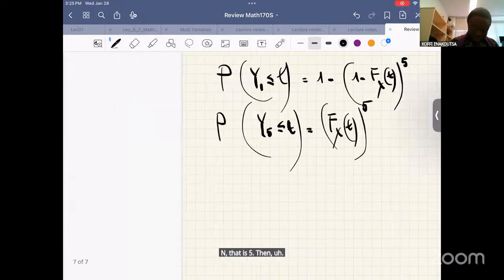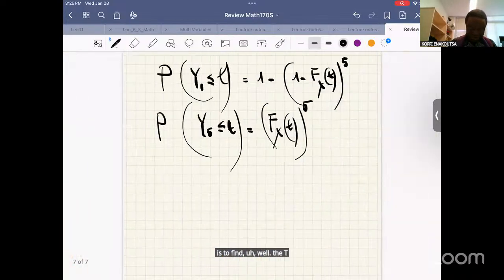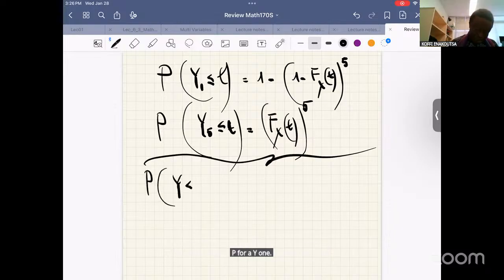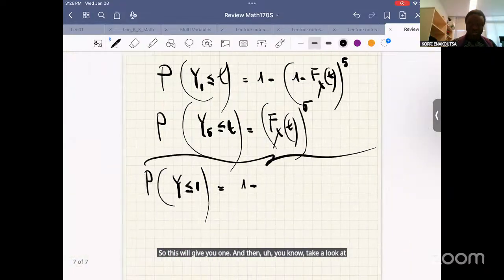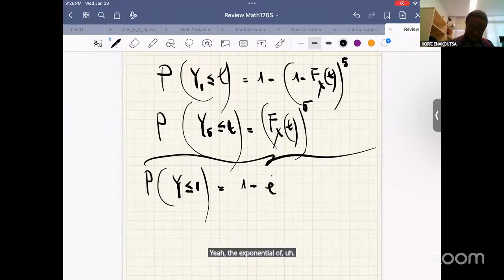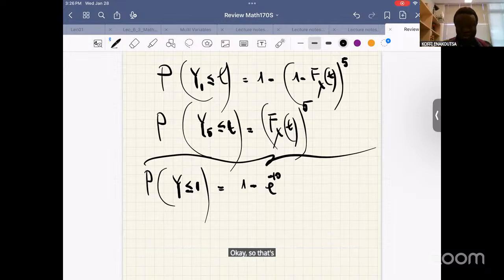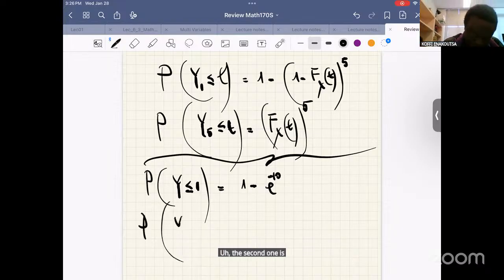Then what they want us to be specific about is the t equal 1 for this case. Then we're just plugging in the value. If you take P for Y1 that is less than or equal 1, your t becomes 1. So this will give you 1, and then take a look at what this is. So the one comes with the exponential of 5, which multiplied, that will be exponential of minus 10. Okay, so that's P1.